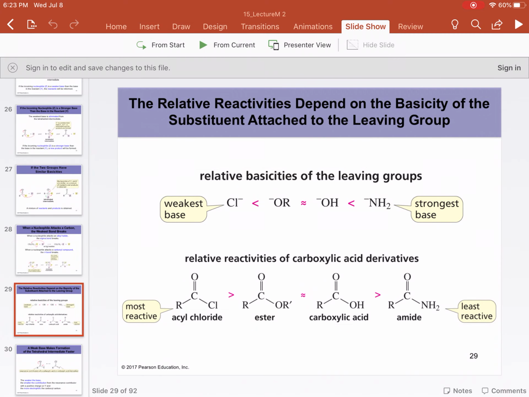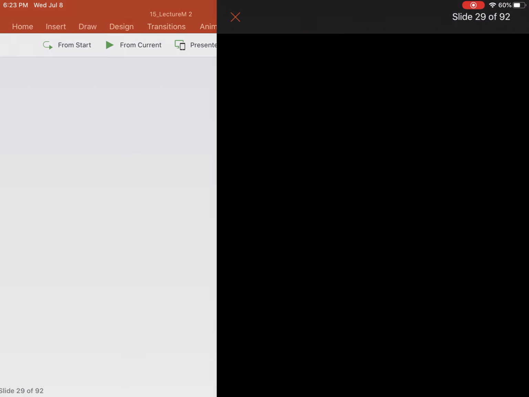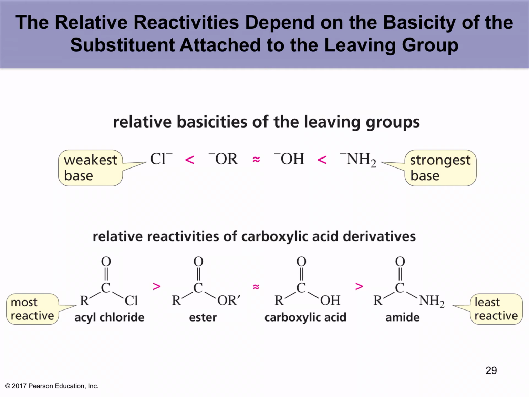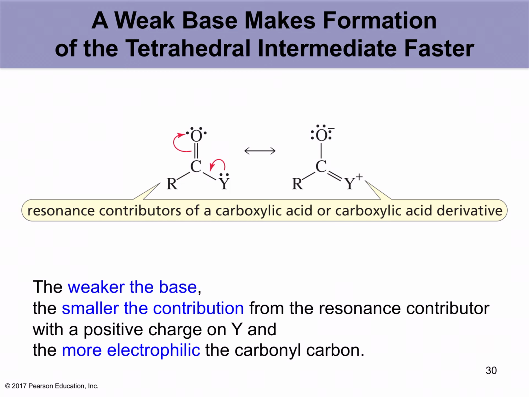Hi everyone. So last time we talked about the relative basicities of the leaving groups, and we talked about how the acyl chloride is going to be the most reactive, then the ester, and carboxylic acid and amide would be least reactive. Okay, so let's start from here today.